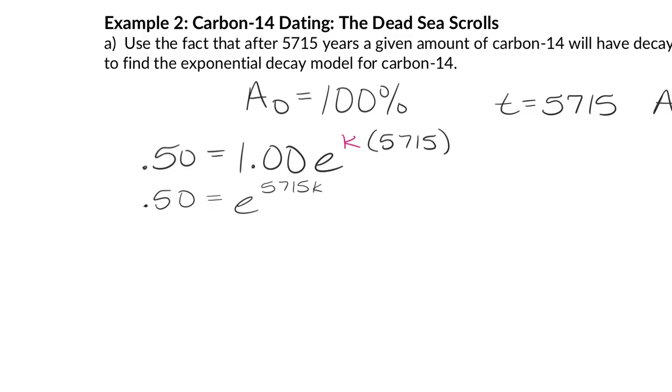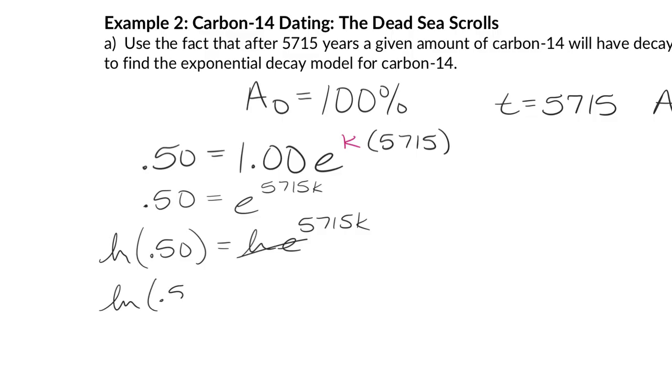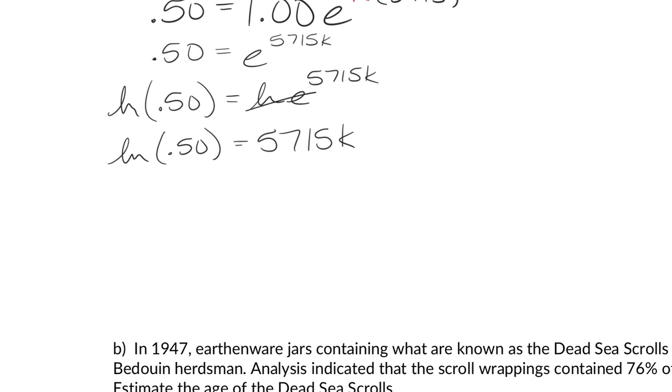What do I do on both sides? Natural log on both sides, so natural log of 0.5 equals the natural log of e to the 5715k. Those cancel. We see how these steps are repeating. We get the natural log of 0.5 equal to 5715k. And if we're solving for that growth rate, in this case decay rate, we divide by 5715 on both sides.